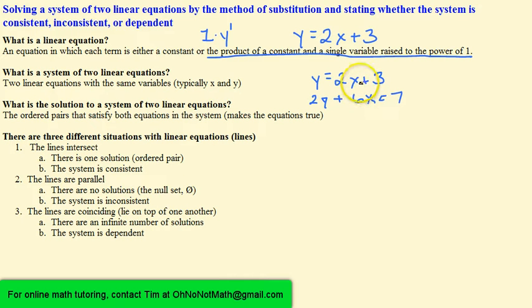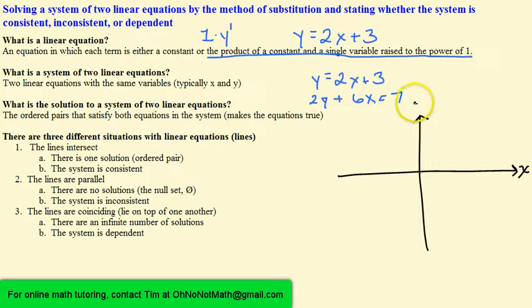So what is the solution to a system of two linear equations? Well, it's an ordered pair that satisfies both equations in the system. Okay, so if you were to graph a linear equation, you would get a line. So let's draw the Cartesian coordinate system here, Cartesian plane. You have an x-axis and a y-axis.